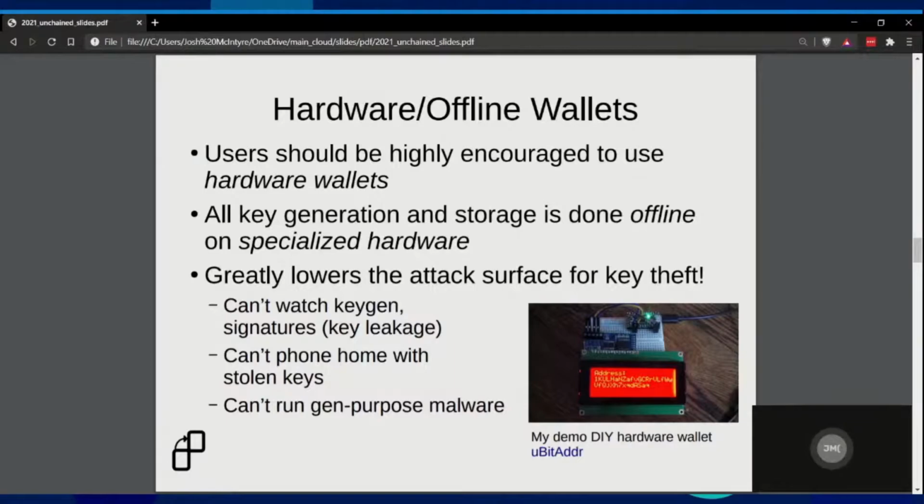My particular demo only generates keys and presents them to the user in an encoded format, so you could write them down and store it offline. General availability hardware devices like the KeepKey or Trezor give you a seed, and then they also store the keys encrypted and can do transaction signatures and that sort of thing.